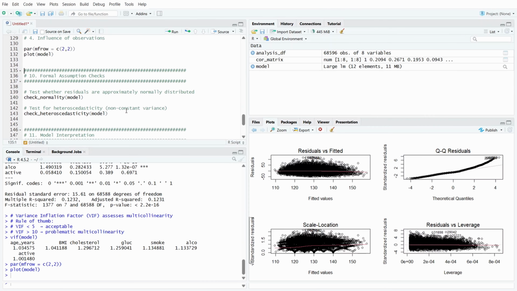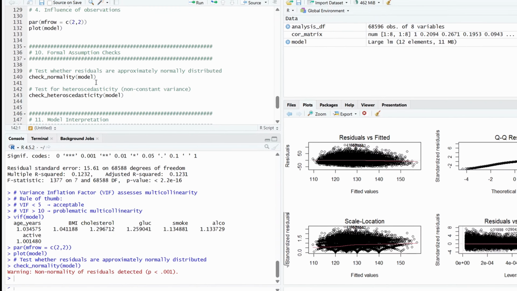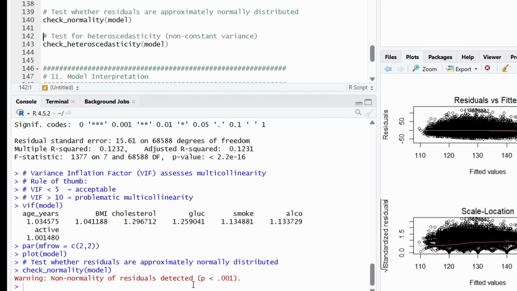Finally, we run formal diagnostic tests using the performance package. We check normality of residuals, which ensures that the errors follow an approximately normal distribution. The function check_normality model gives a formal test, and in this case, it issued a warning: non-normality of residuals detected, p less than 0.001. This means that the residuals deviate from a perfect normal distribution. In practical terms, this often happens in large health datasets like ours because blood pressure can have extreme values or skewed distributions. Should we panic?